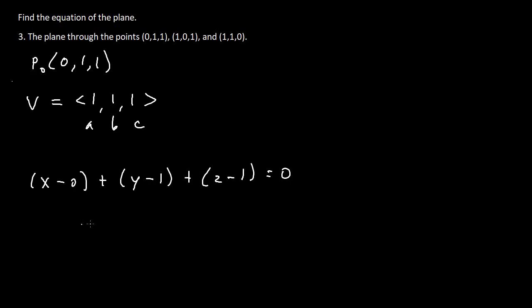Now if we simplify, we'll get x plus y minus 1 plus z minus 1 equals 0. So negative 1 minus 1 is a negative 2, and if we add to the other side, we'll get a positive 2. So the final equation of the plane is x plus y plus z equals 2.